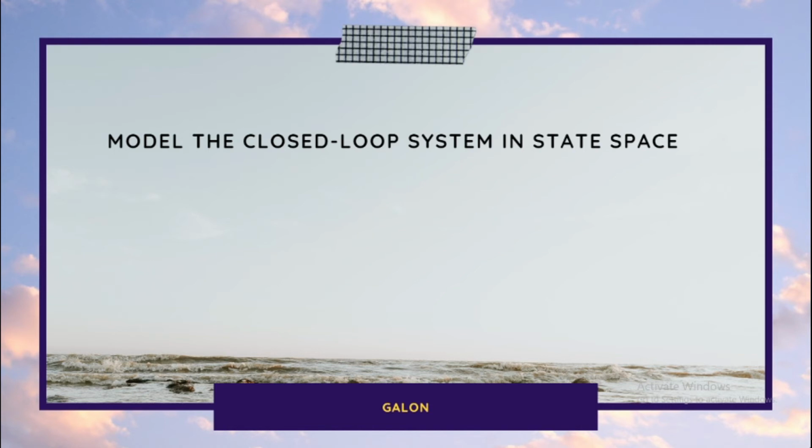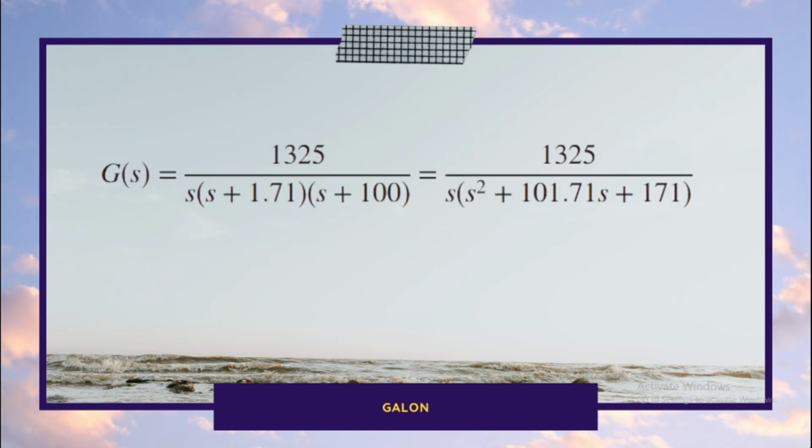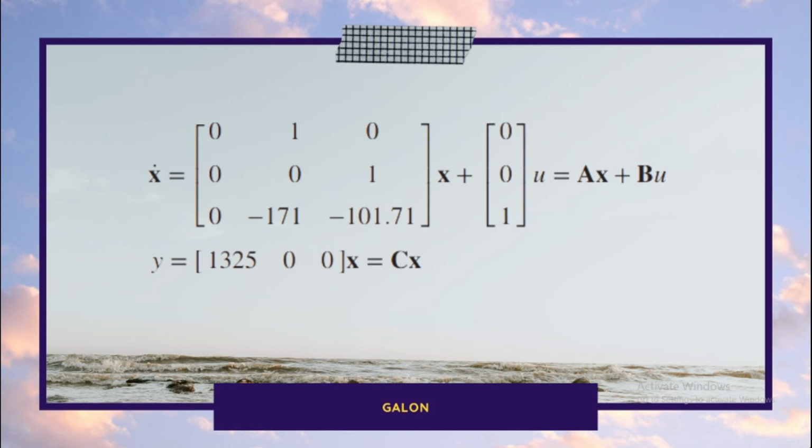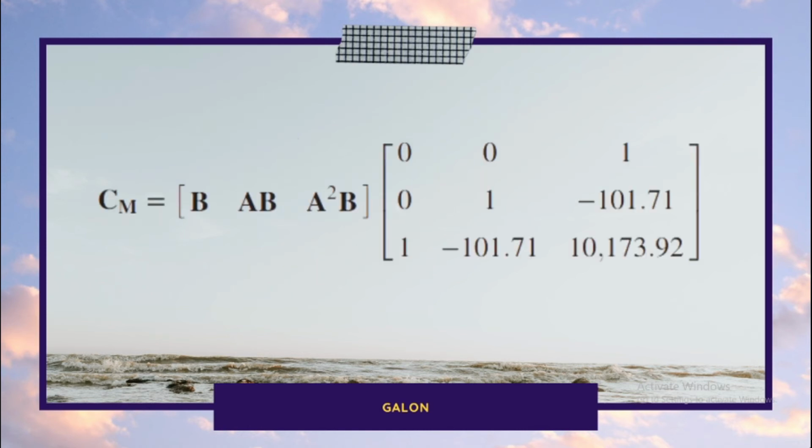The transfer function of the plant is shown below. This is the signal flow graph for G(s) = 1325 / (s(s² + 101.71s + 171)). Using phase variables, this transfer function is converted to the signal flow graph and the state equations are written as follows.